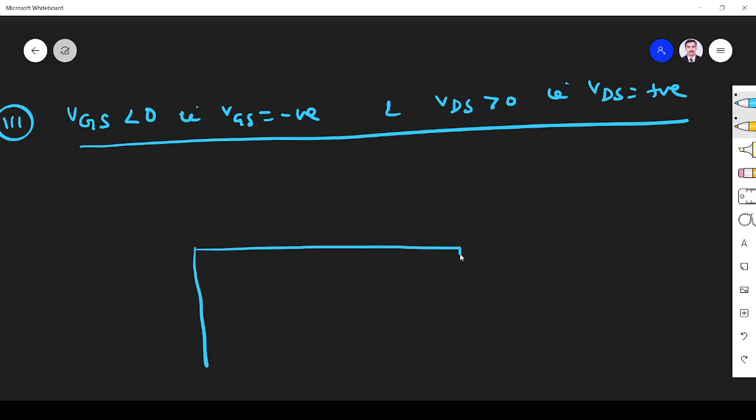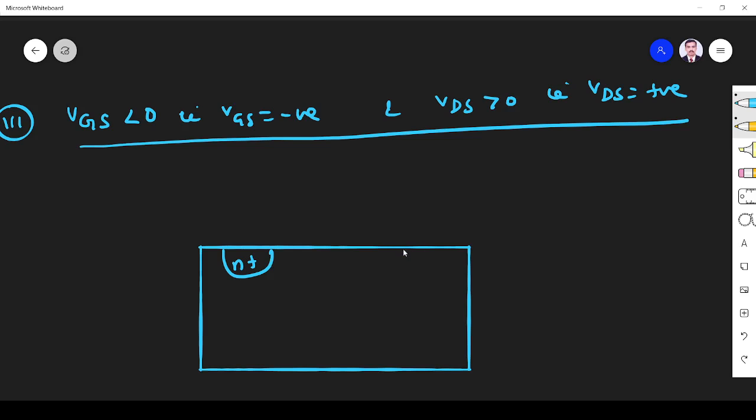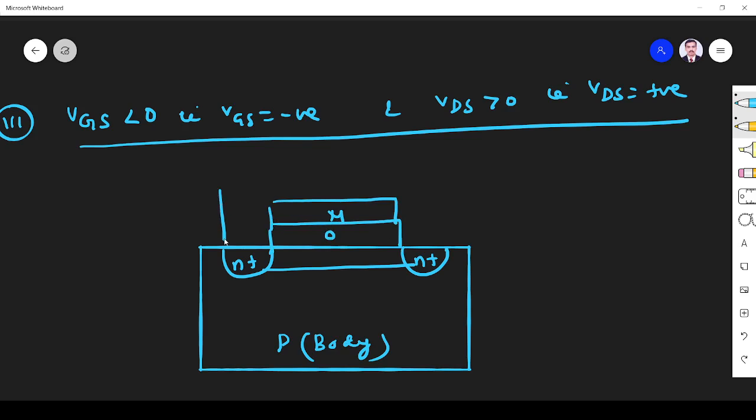Here we have the N plus region, the P-type body, and here we have the channel. Here is the oxide, here the metal, the source terminal, drain terminal, and gate terminal. Here we are applying VGS negative. So VGS negative means it will be like this, let us assume. Right, so here what will happen?